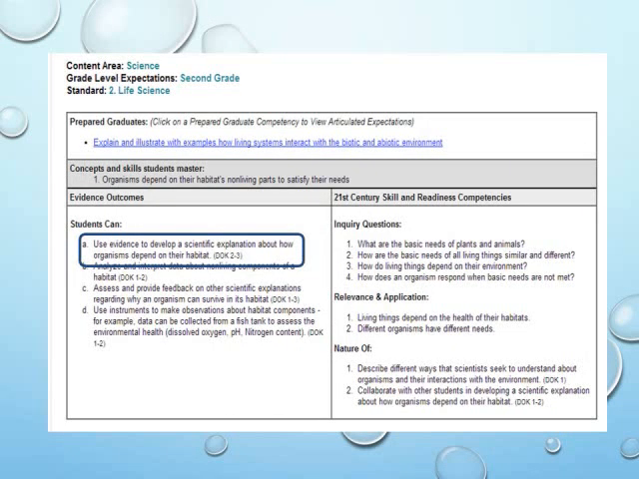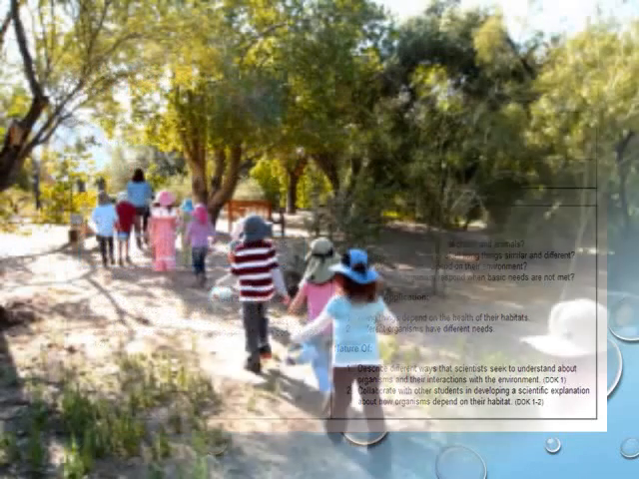Within this standard, students must understand that organisms depend on their habitats, non-living parts, to satisfy their needs. Throughout this lesson, students will use evidence to develop a scientific explanation about how organisms depend on their habitat.